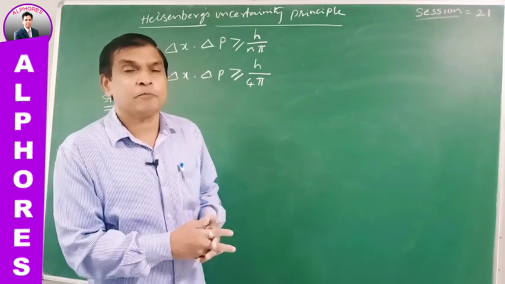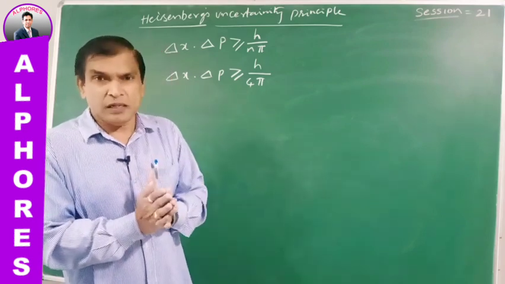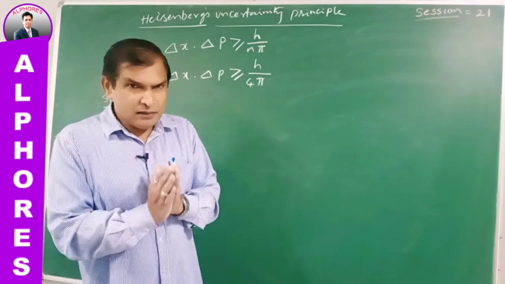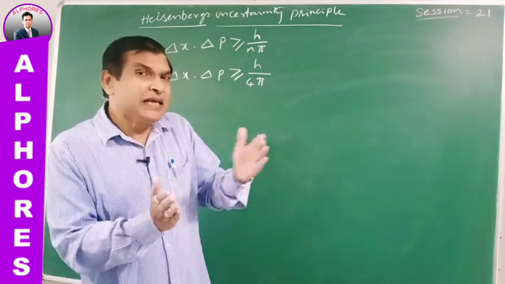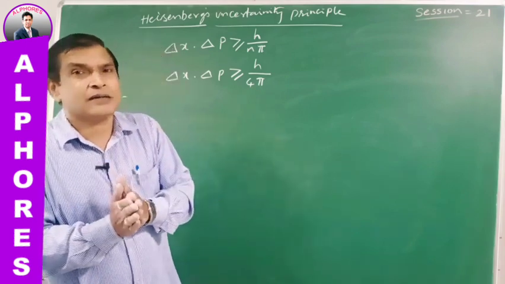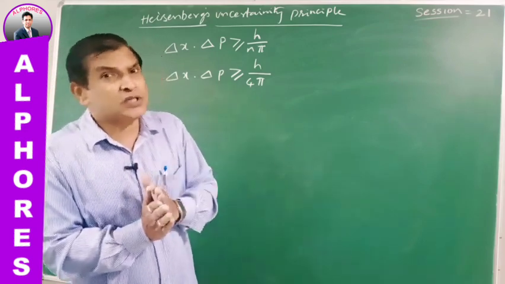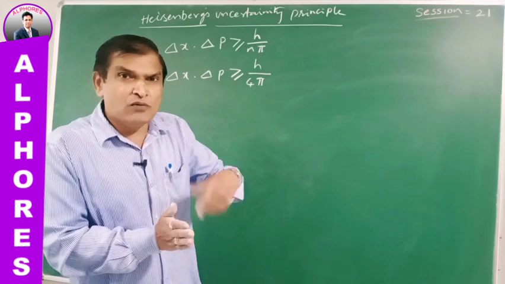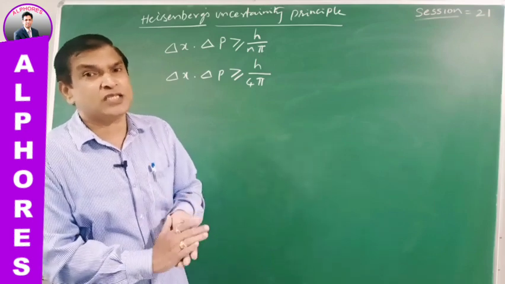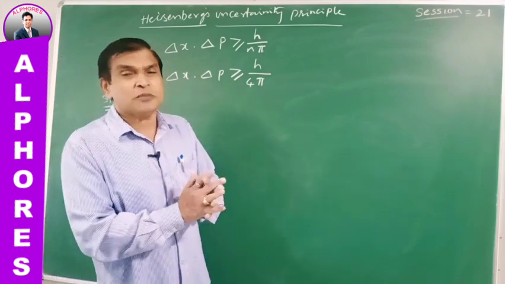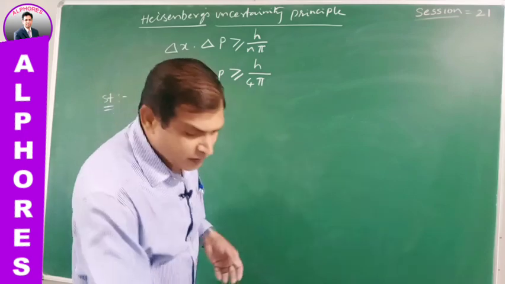I repeat again, it is impossible to determine simultaneously and exactly the change in position and change in velocity of the electron revolving around the nucleus in three-dimensional space. Okay, that is the statement of Heisenberg uncertainty principle.